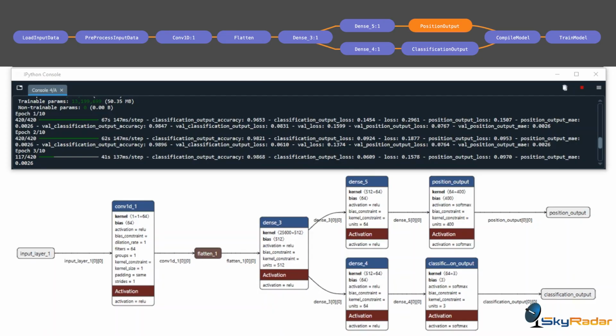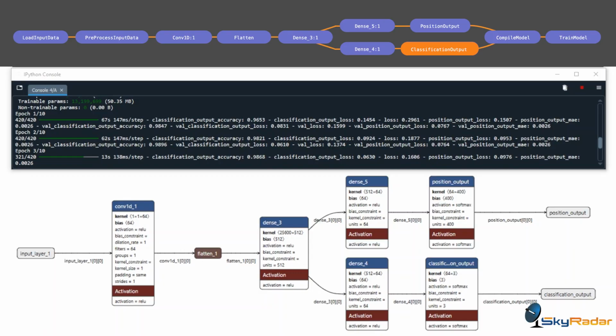The softmax activation function used in this block ensures that the output represents a probability distribution across all positions. When a target is present, the softmax output spikes close to 1 at the corresponding position, indicating the exact location of the target. The second branch also flows through a dense block, which connects to the classification output block. This block generates a 3-element output corresponding to the 3 classification classes.